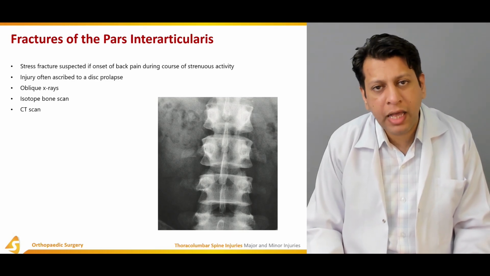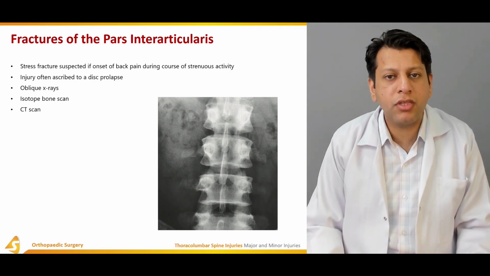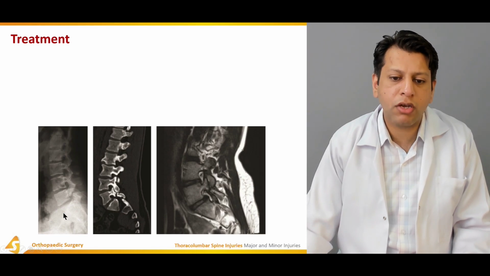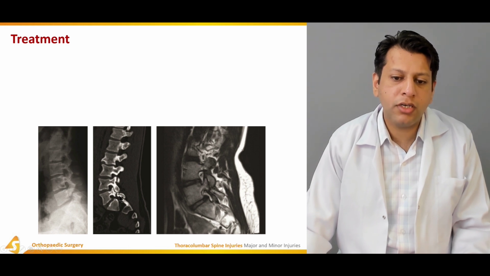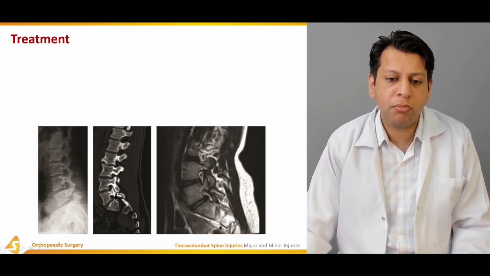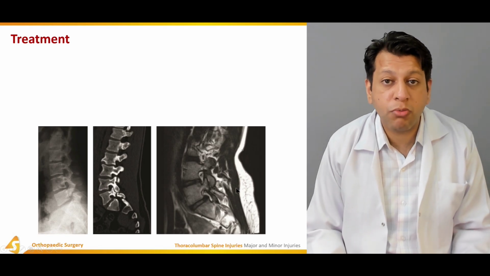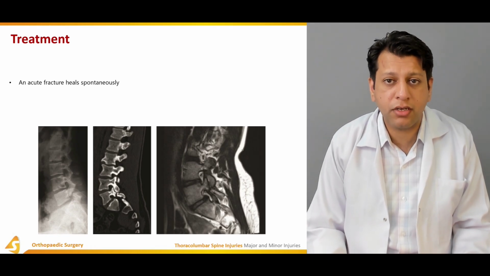CT scan is helpful, and it usually shows a clear-cut defect in the pars interarticularis. If you see the X-ray, this is the lateral view of a thoracolumbar spine. This is L5 and this is S1. Can you appreciate a gap here as compared to the other vertebra? Similarly, on the CT, you can also appreciate this is probably some kind of chronic pars interarticularis fracture, because this does not appear to be acute. The lines are very much demarcated. And this is the MRI, which may or may not show spinal cord compromise. So what is the treatment of pars interarticularis fracture?